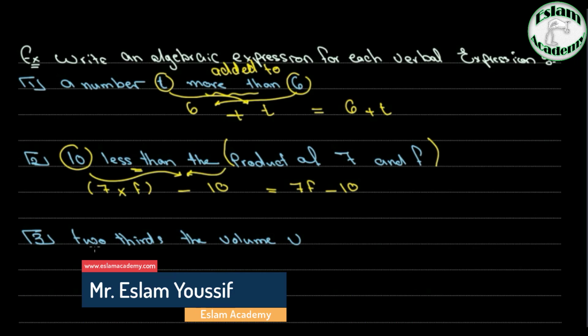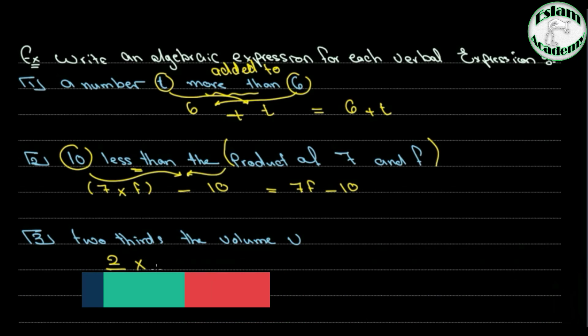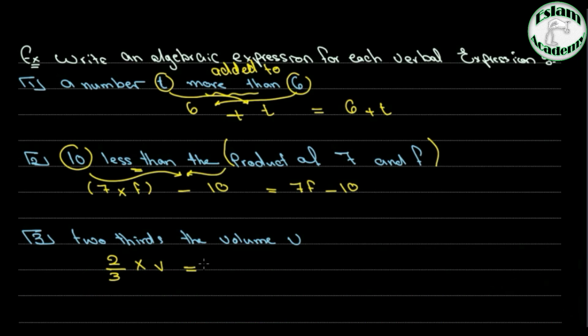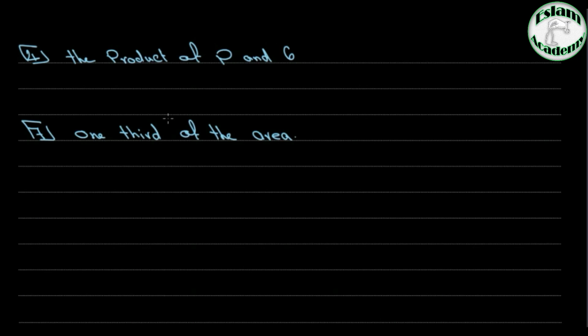Number 3: 2/3 the volume. 2/3, which is 2 over 3 of the volume, means multiplied by v. So the answer now will be 2 over 3 v. Number 4: the product of p and 6. The product means we have a multiplication sign. P and 6, so we write p and 6. The expression in the simplest form will be 6p. Next, 1/3 of the area. 1/3 of means multiplication, and the area is a. So we can represent this expression as 1 over 3 a.